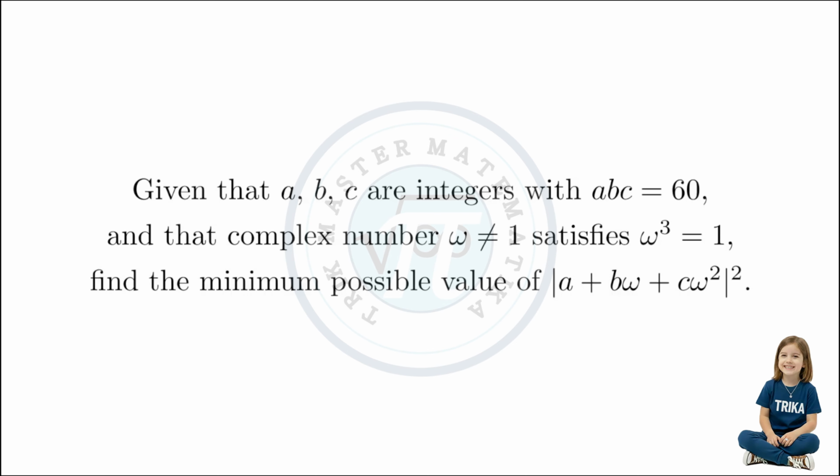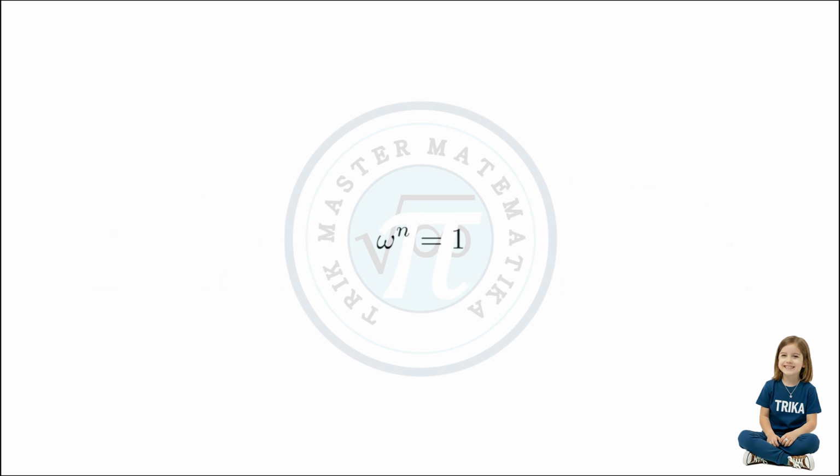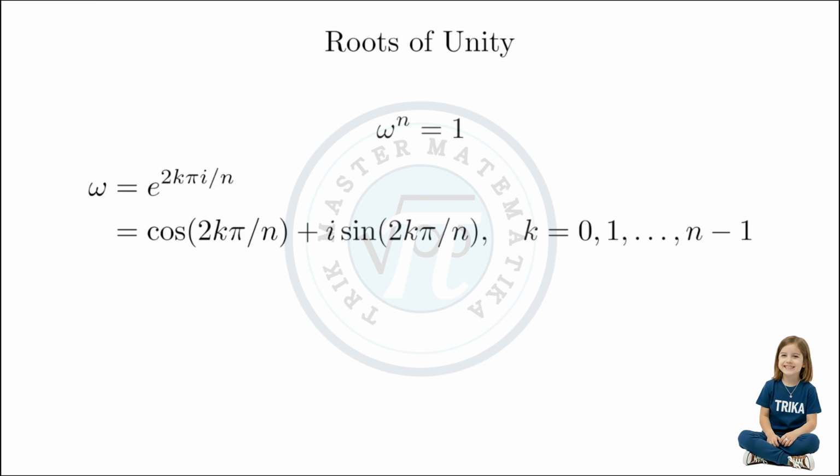Now, here we have the equation omega cubed equals 1. So we need to solve this equation first. Generally, the equation omega to the power of n equals 1 is very well known. It is what we usually call the roots of unity, and the solution is known to be the exponential of 2k pi i over n, or it can also be written as cosine of 2k pi over n plus i sine 2k pi over n, with k between 0 and n minus 1.